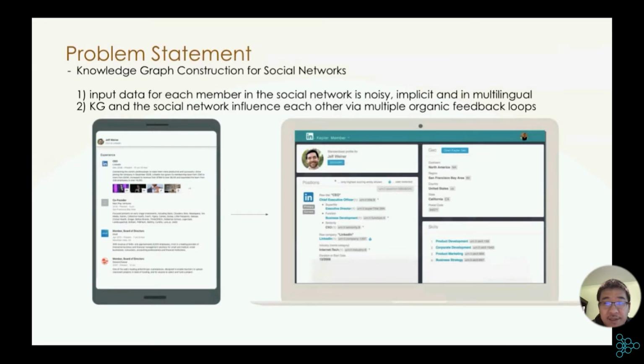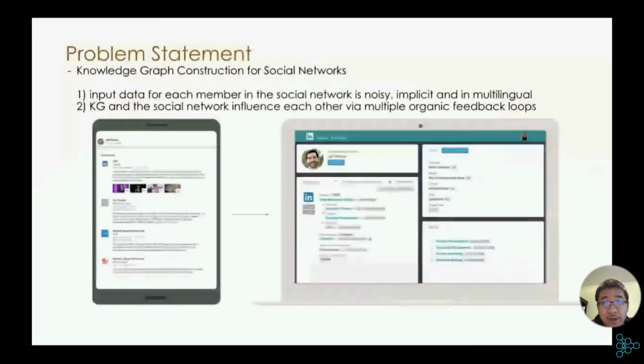Noisy means the user can type anything, even a typo for her title. Implicit means the user may not explicitly say, oh, I know this, I know that in her profile, but implicitly describe a related thing. Multilingual means the user may type non-English in her profile. So the input data is noisy, implicit, and multilingual.